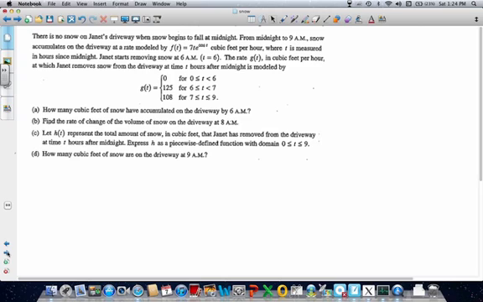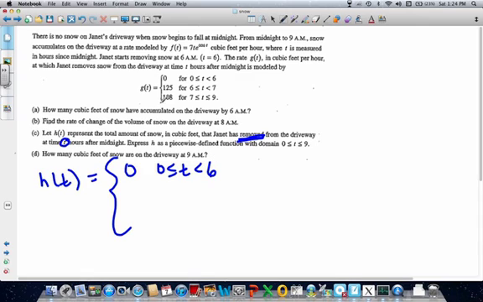Part C says, let H of T represent the total amount of snow in cubic feet that Janet has removed from the driveway at time T hours after midnight. Express H as a piecewise defined function with domain 0 to 9. So we want to figure out how much snow she's removed, T hours after midnight. Well, clearly, and they say we can make this a piecewise function, she doesn't remove anything on the interval 0 to 6.